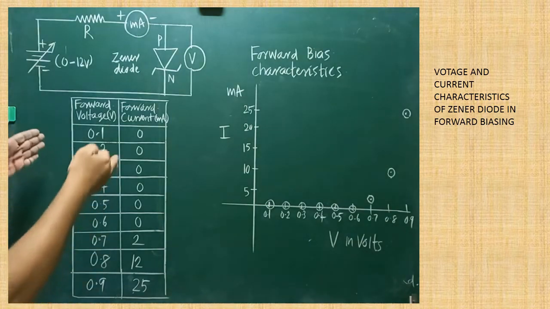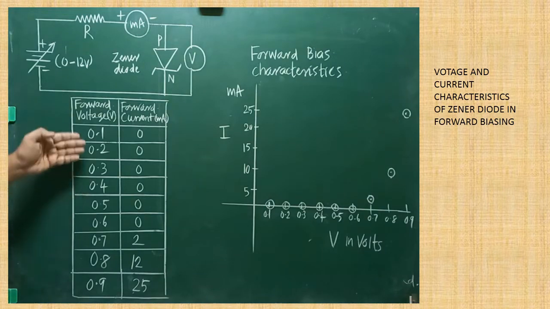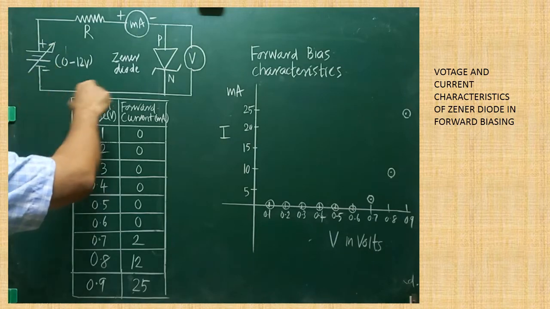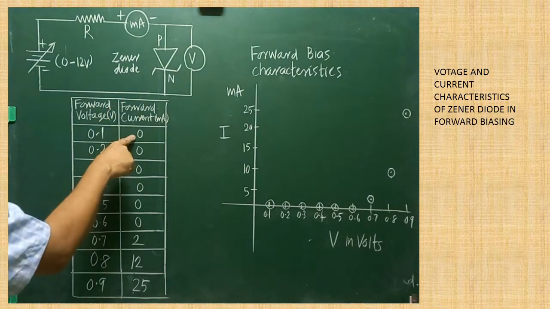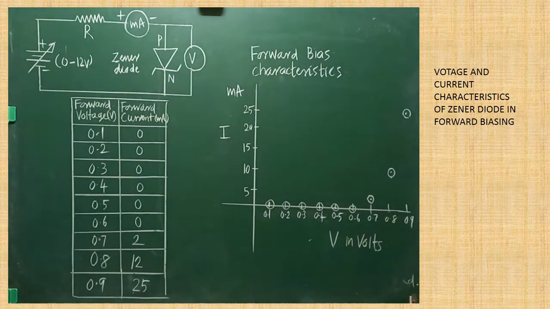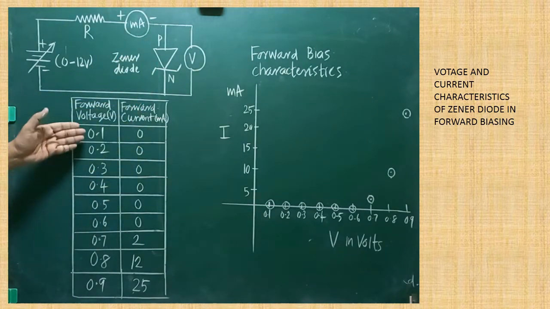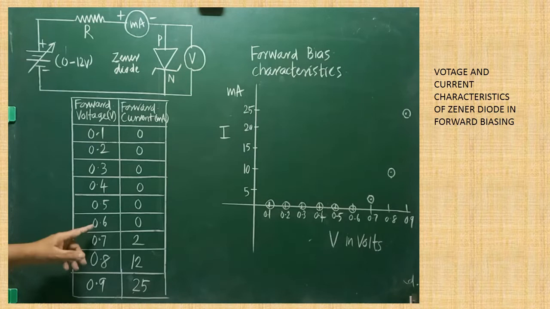Look, the reading is already taken, the tabular column is already filled up. So here the voltage is varied from 0.1, 0.2, 0.3, 0.4. Slowly the voltage is varied. When the voltage is varied with the help of the power supply, the corresponding reading is shown here. For 0.1 there is no current, that's why 0 is entered. The 0 marking is shown in the milliammeter. The voltage is further increased to 0.2, then also the milliammeter shows 0. It shows that no current is flowing through the Zener diode. The same thing happens till 0.6. It shows that the diode is not conducting till 0.6.